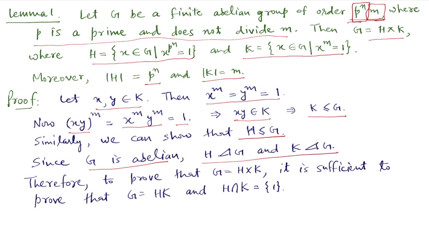So to prove that G is the direct product of H and K, it is sufficient to prove that G is the product of H and K and the intersection of H and K is 1.